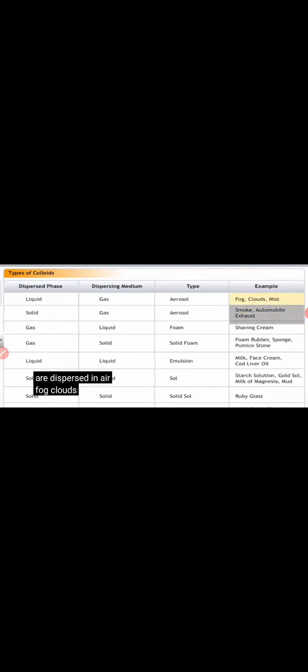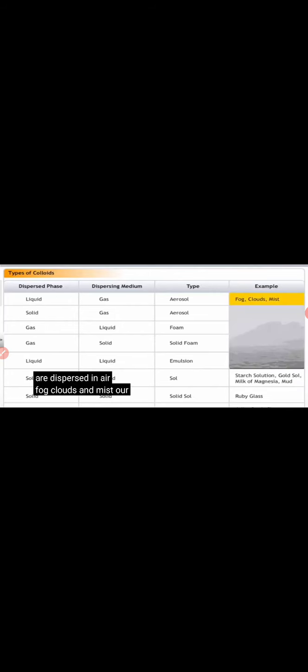Fog, clouds, and mist are aerosols in which water is dispersed in air. Foam is a colloid in which a gas is the dispersed phase and a liquid is the dispersing medium. Shaving cream is an example of foam in which air is dispersed in water or alcohol.